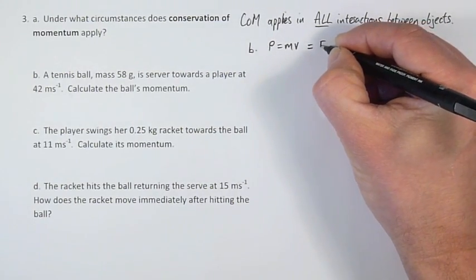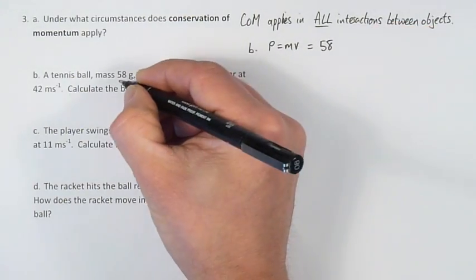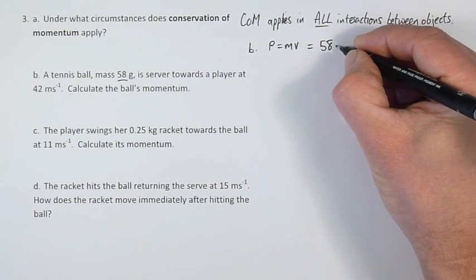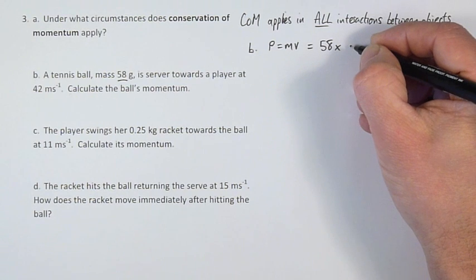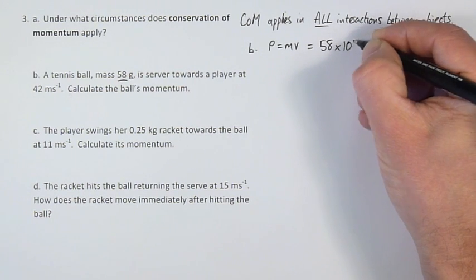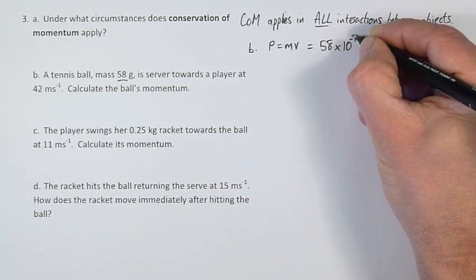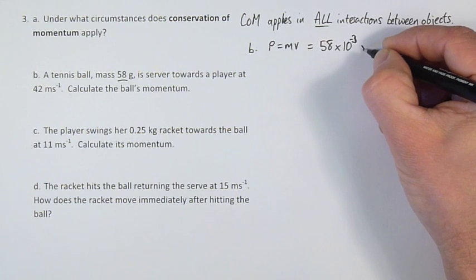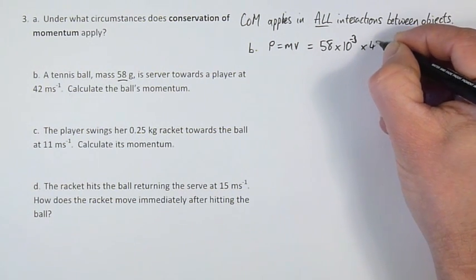Now the mass given is 58 grams, and I have to be careful because I need that in kilograms. So, as you know, there's 1,000 grams in a kilogram. So I'm going to multiply by 10 to the minus 3 to get it into kilograms, and then multiply that by 42.